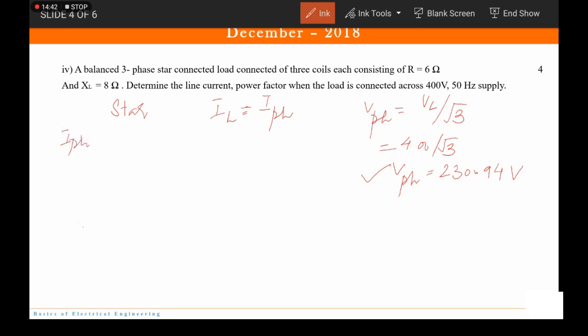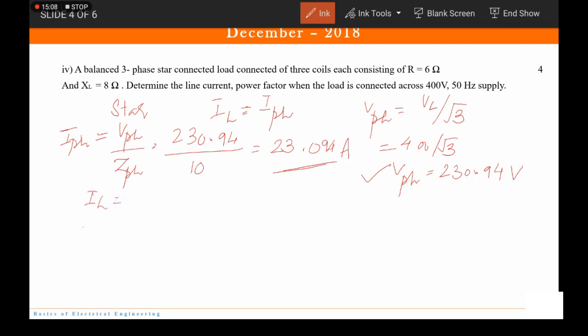Now can I calculate the phase current? Yes, I can, because I have the phase voltage and the phase impedance. So it is 230.94 divided by 10, and the phase current comes out to be 23.094 amperes. As I said, in a star connection, line current is the same as phase current. So even the line current comes out to be 23.094 amperes. This is our answer.